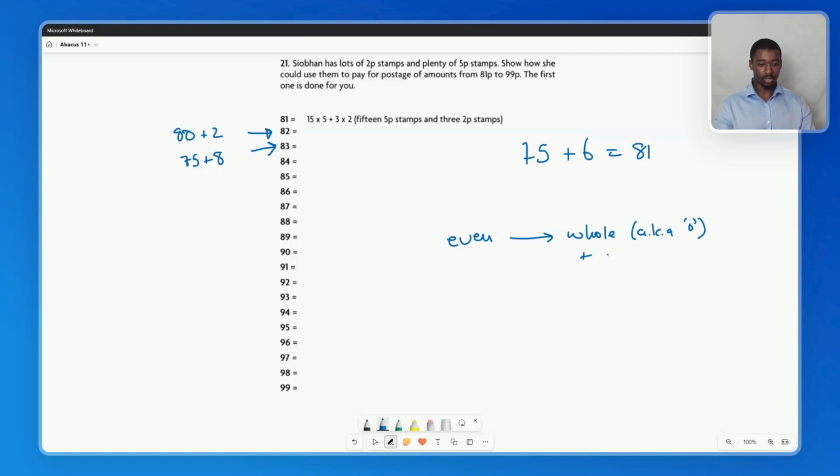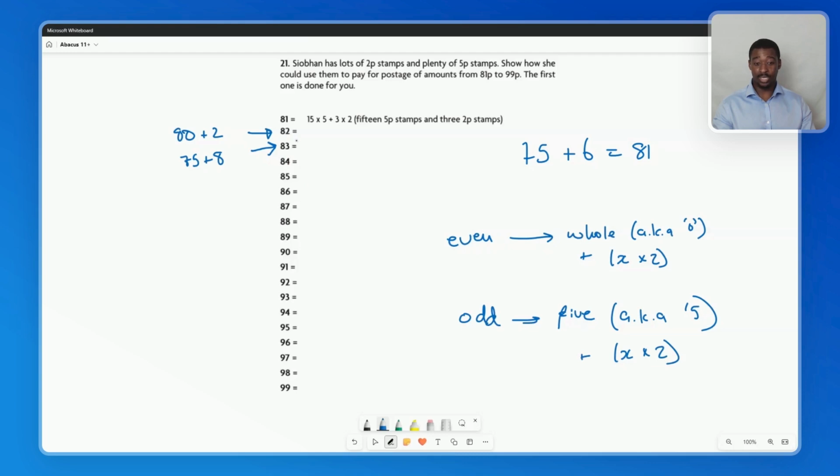So add on x times 2, some lot of 2. If they're odd, what do we do? Well, we go to the 5, a number ending in 5, and then we add on some lot of 2. That's our strategy. Let's try and see if that works.